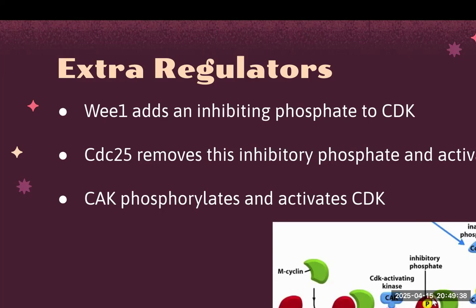So CDK's active state is only with CAC and CDC25 and without WEE1. Yes. So WEE1 comes in, puts that inhibitory phosphate on. We need to get rid of that for it to even be activated. So that's step one for the first activation. And then we need that CAC to come in and finish the job.